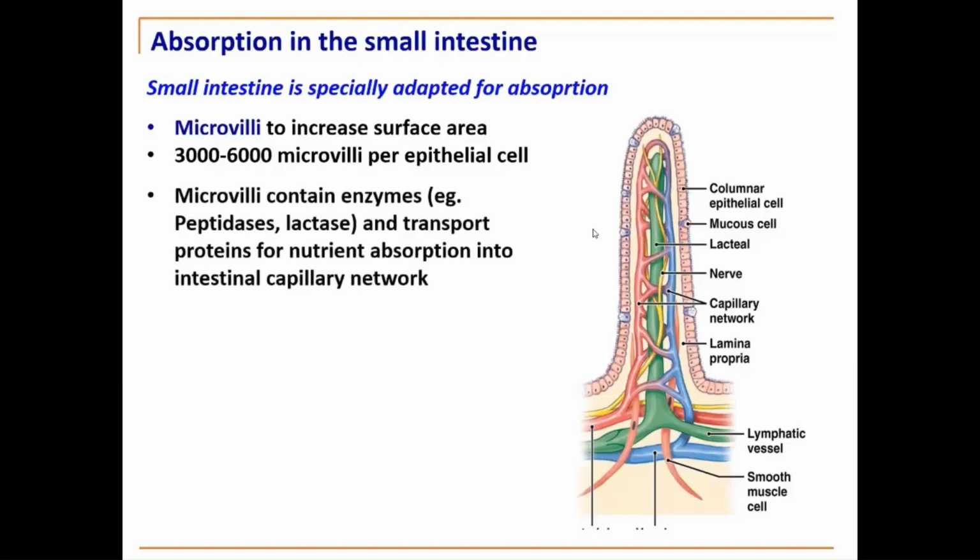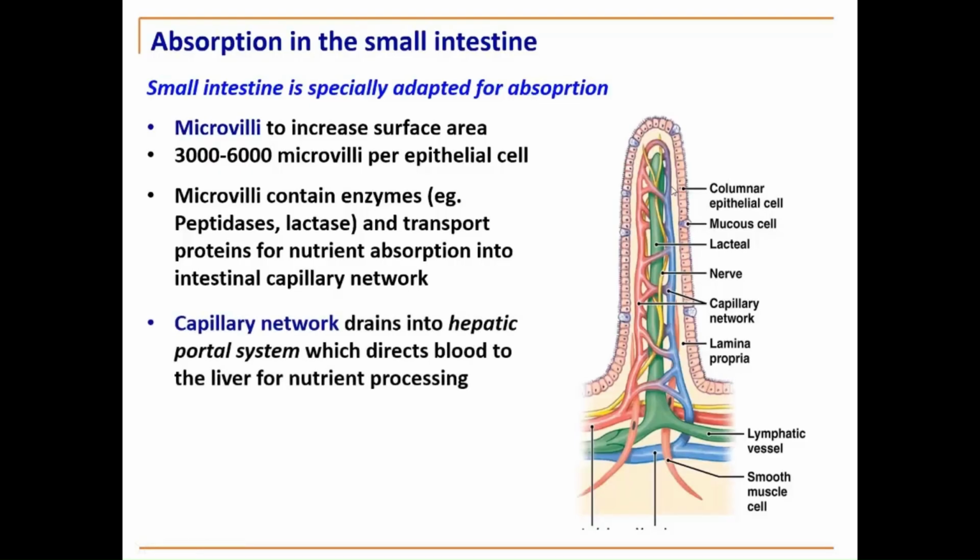Because of course we have enzymes that are present on the microvilli, such as your lactase, your maltase, your sucrase, your peptidases, which end up doing the final digestion of your dipeptides, for example, and your disaccharides. And this increased surface area also allows for nutrient absorption into the intestinal capillary network. So here you can see the capillary network in this villus. And that capillary network drains into the hepatic portal system, which directs the blood to the liver for nutrient processing.